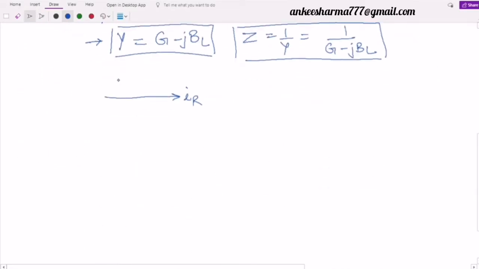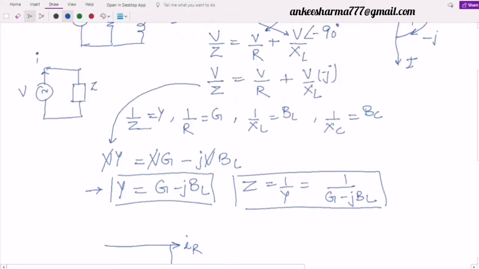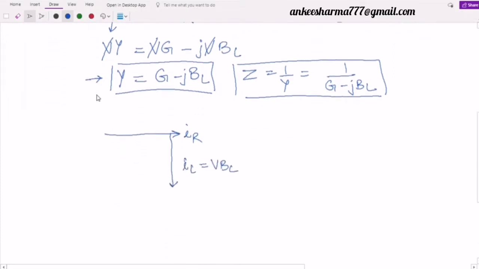Then definitely IL lags the voltage by 90 degrees, so it is like this. In this case, my IL will be equal to V times BL. This is what we have obtained. The minus j is accommodated here in the direction: I have taken it in the downward direction, and it is current, so it is lagging. So it is minus 90 degrees. This is accommodated in this phasor diagram. Then the resultant of it will be this one. The resultant is the total current I, and this total current is equal to V into Y.